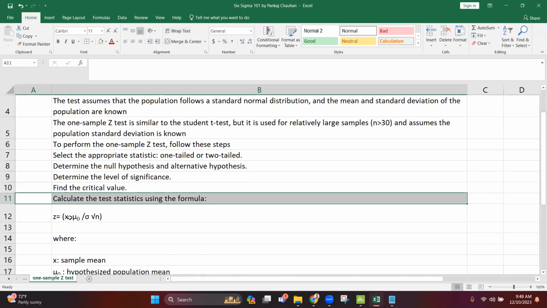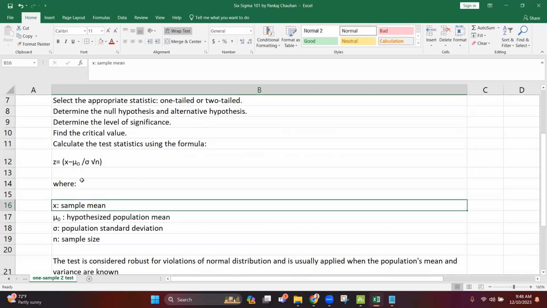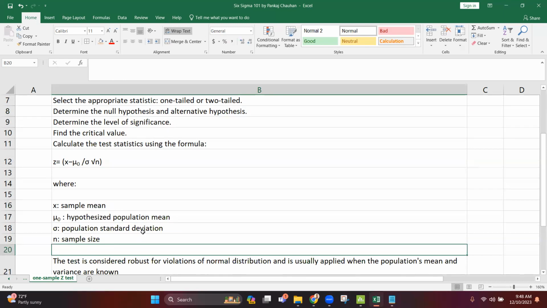The test statistic is calculated as the sample mean minus the target value, that is the mean difference, divided by the standard deviation divided by the square root of n, which is your standard error formula. Here X bar is your sample mean, mu is your hypothesized or population mean, sigma is the standard deviation, and n is the number of samples.